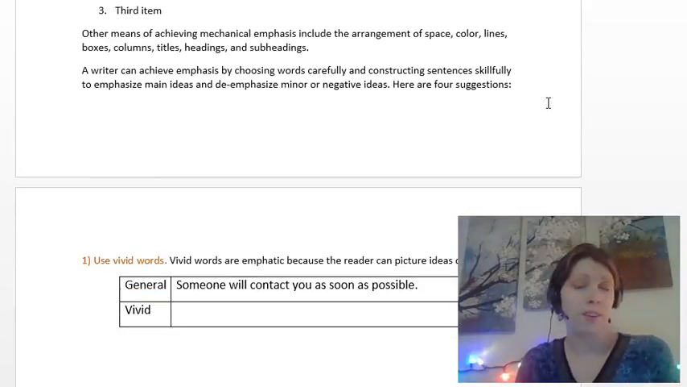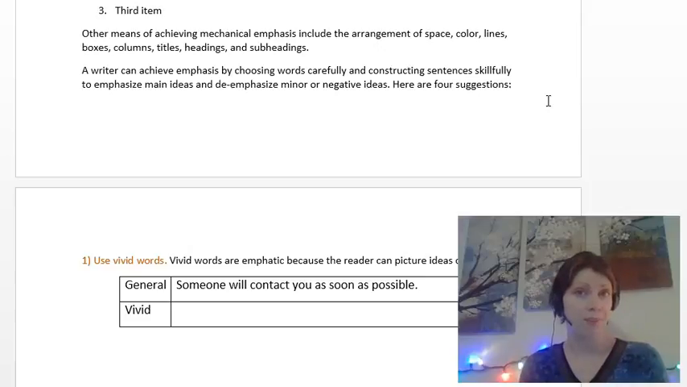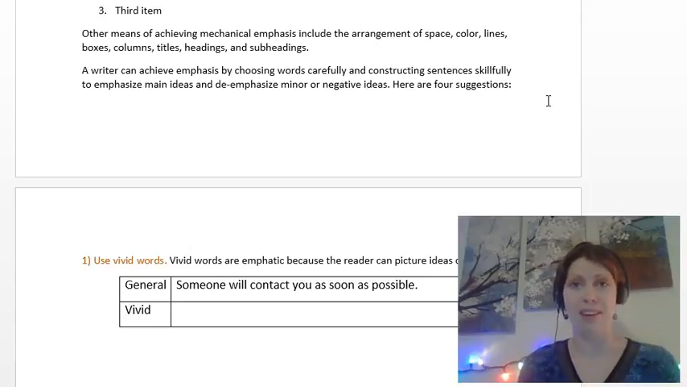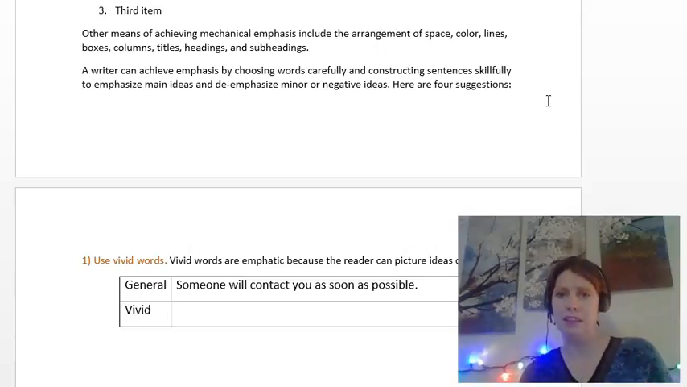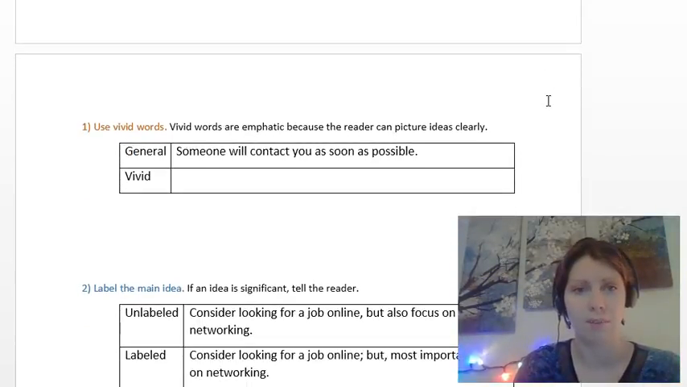So another way to provide emphasis is to choose your words carefully and construct sentences skillfully to emphasize the main idea or de-emphasize a minor or a negative idea, which is also always great, because if you're trying to deliver a negative message or say something to your employees or your boss, you might want to de-emphasize something that's negative. So here are 4 suggestions on how to do these things.